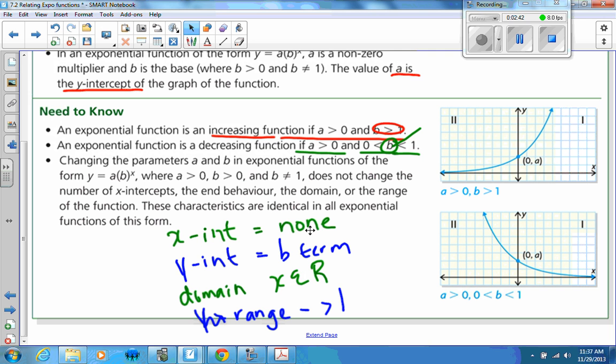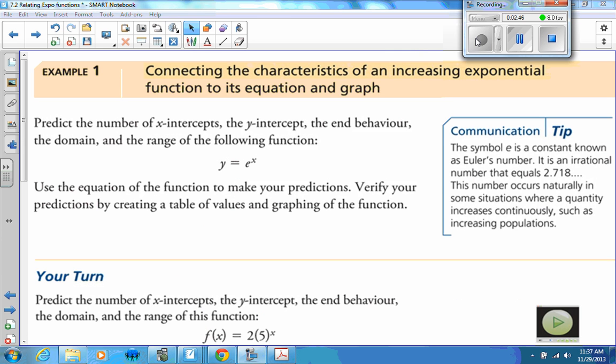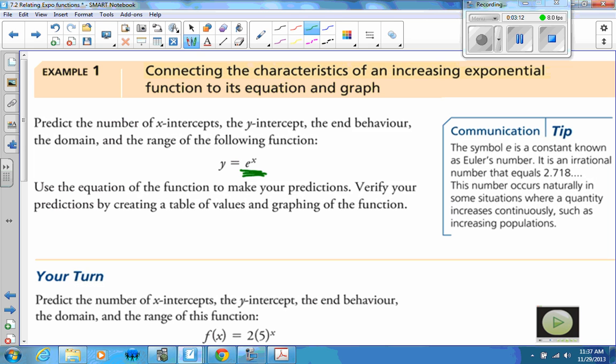Okay, so let's look at some questions for this section. Example 1, which you can find on page 442, says predict the number of x-intercepts, the y-intercept, the end behavior, the domain, and the range of the following function. Use the equation of the function to make your predictions. Verify your predictions by creating a table and graphing the function. For those of you that have never seen the little e value, the e is like pi. It's an irrational number and it goes on and on.